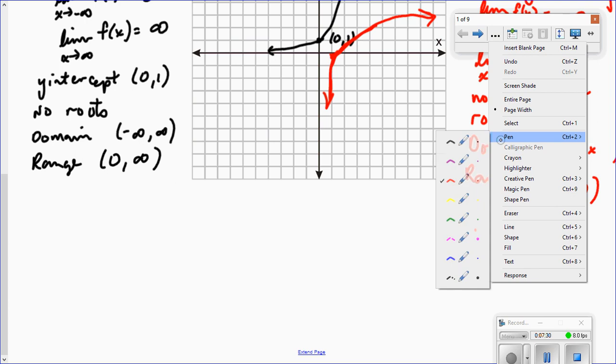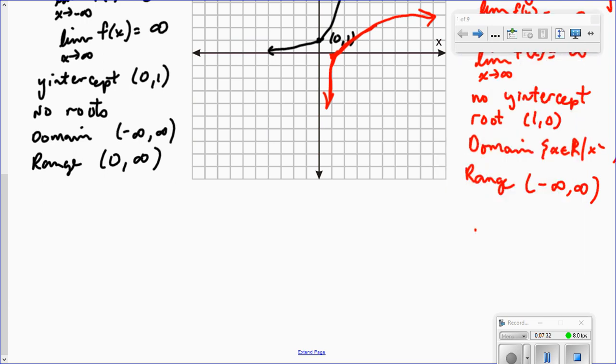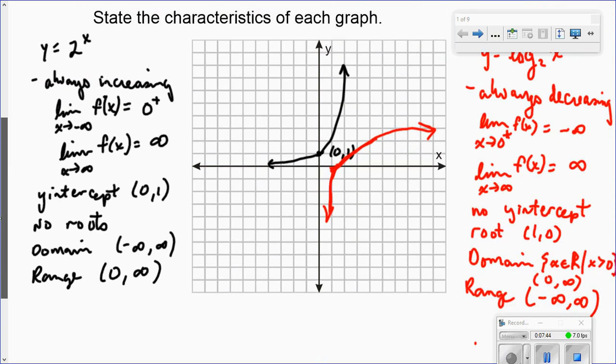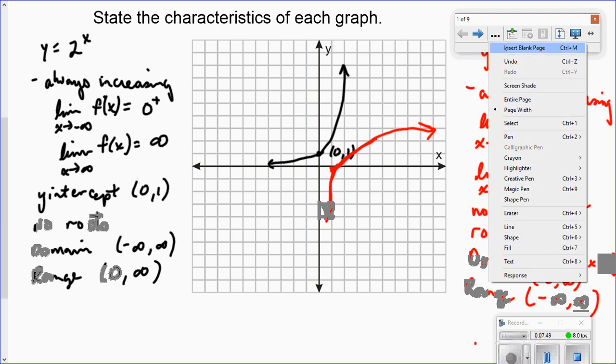X is greater than 0. Or now I show you this and talk about the characteristics so we're familiar with what these functions look like. And I want to make a connection here about inverse functions.